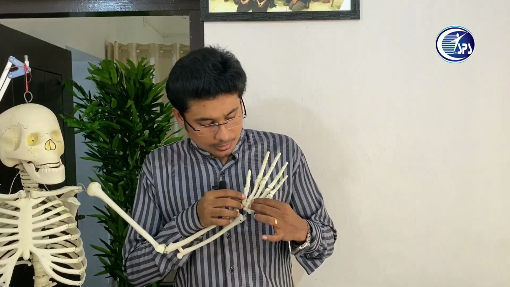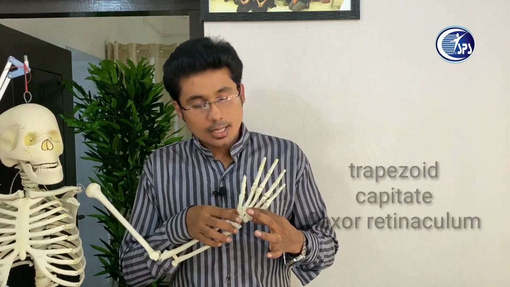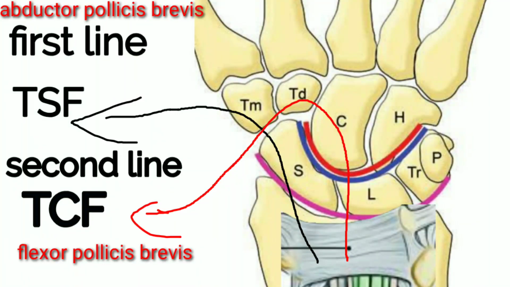Now the second one, flexor pollicis brevis. It also has 3 origins: it originates from the trapezoid, capitate and flexor retinaculum. So the second line is TCF. Never forget, the first line is TSF, and the second line is TCF: trapezoid, capitate and flexor retinaculum.